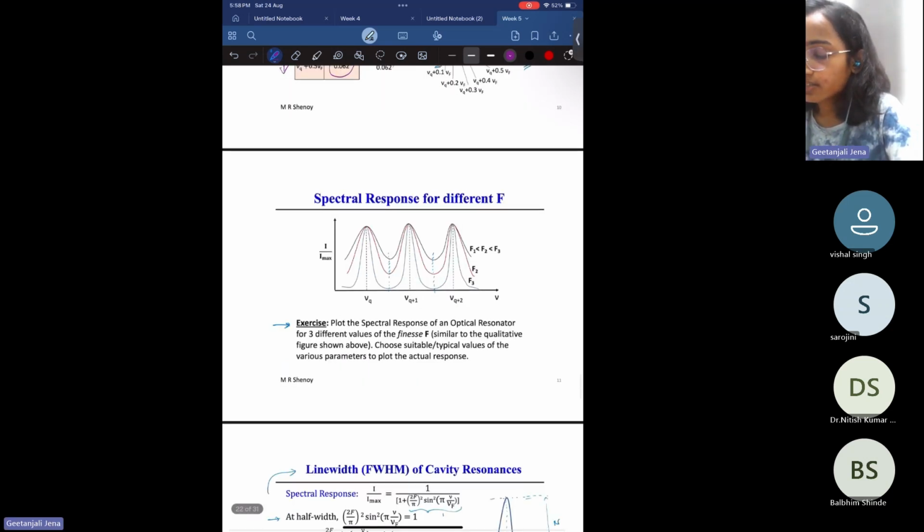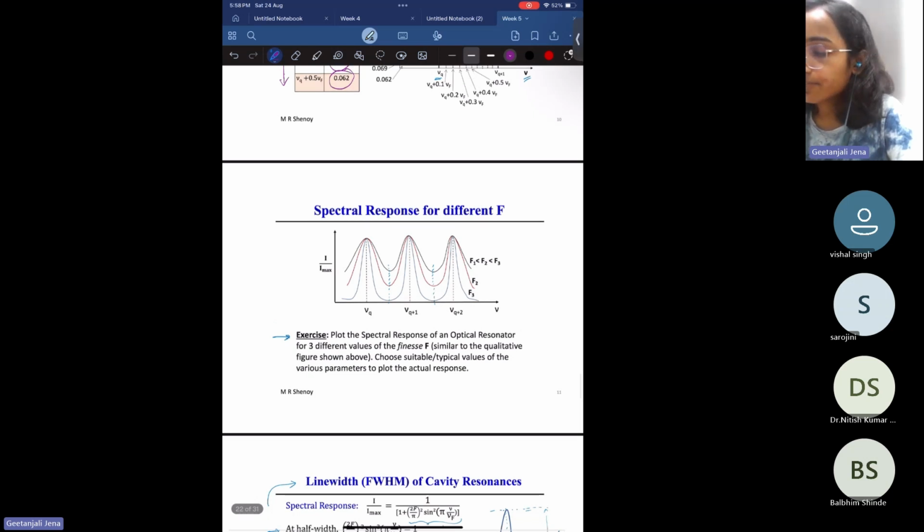The other one is the fineness. Let's say for different fineness, F3 is greater than F2, greater than F1. The spectrum profile will look like this. As we increase the fineness, the spectral response becomes narrower, and as we decrease it, it becomes broader. Okay, so we'll stop for now.